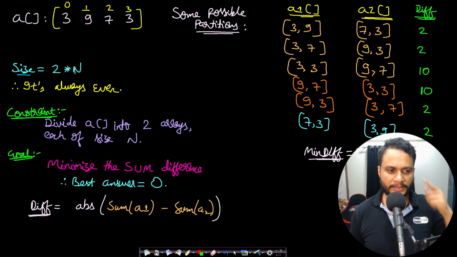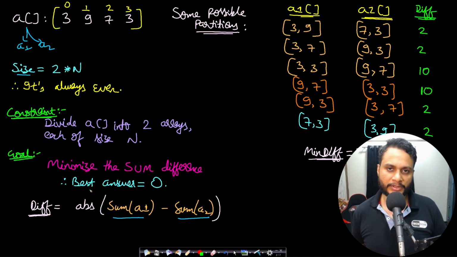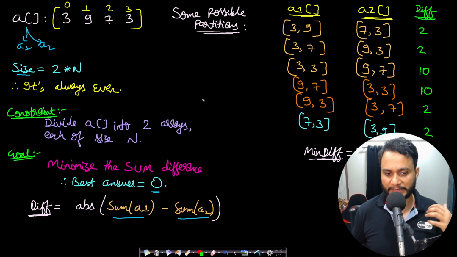Now the constraint is to divide the array into two arrays, each of size n, and our goal is to divide it in such a way that it will minimize the sum difference. That means if you divide the array A into, let's say, A1 and A2, then the absolute difference between the sum of both the arrays should be as low as possible, and you know that the lowest absolute value will be 0. So 0 is the most optimal answer. We cannot minimize below 0.